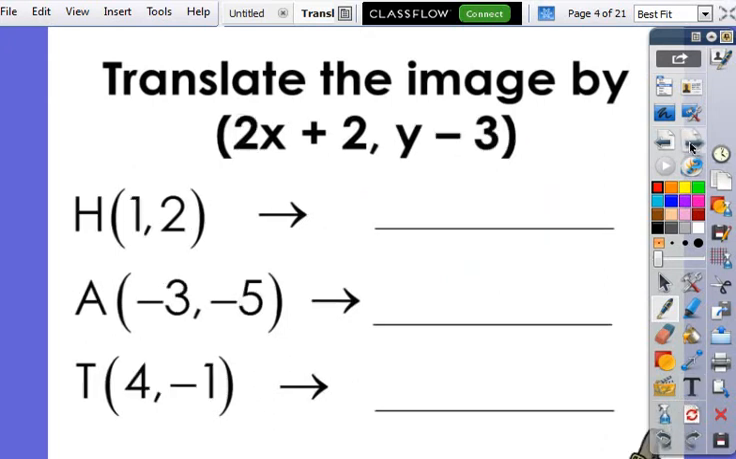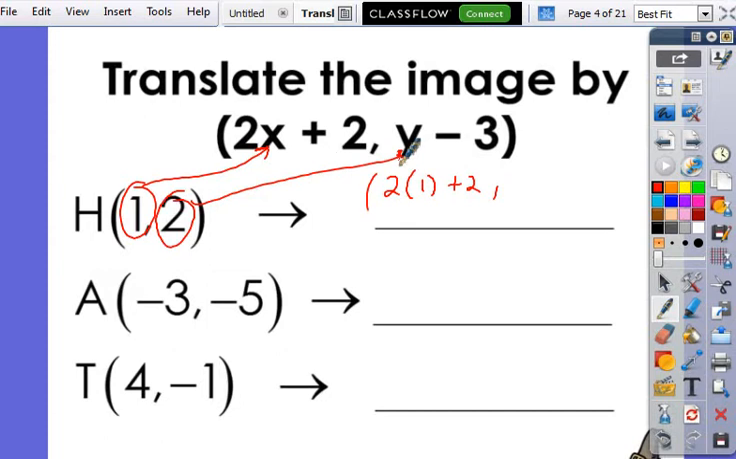If it's something like this, you're still going to do the same thing. I'm going to take this X and plug it in there. So it would be 2 times 1 plus 2, and then take this Y, plug it in there, 2 minus 3. So 4, -1 would be my answer.